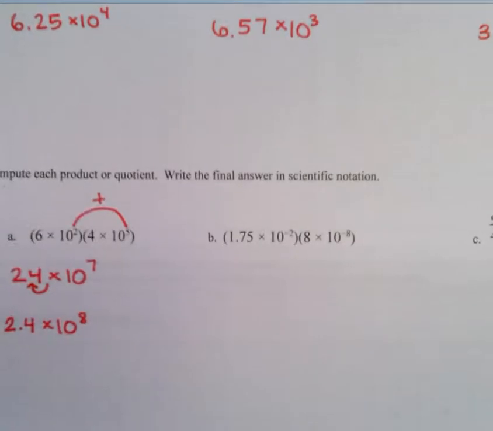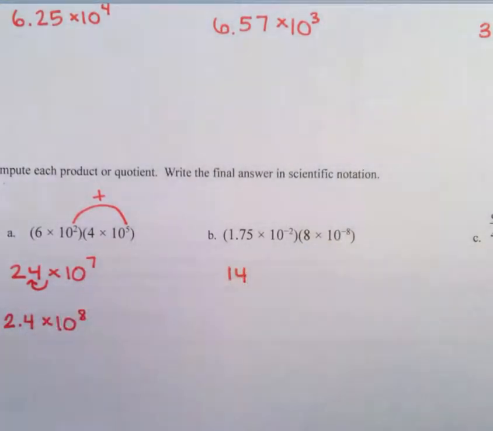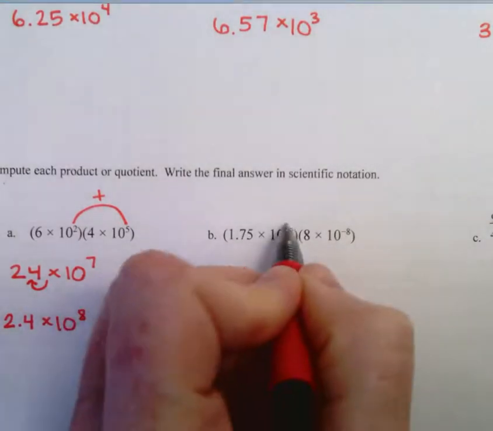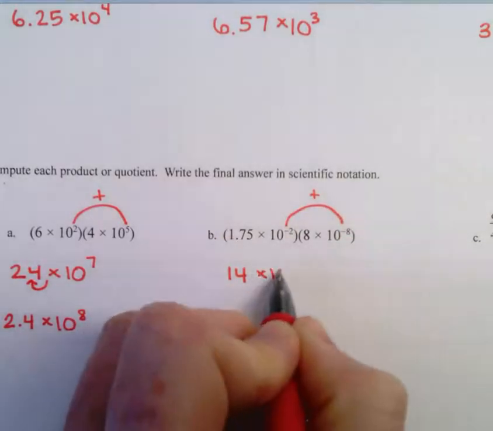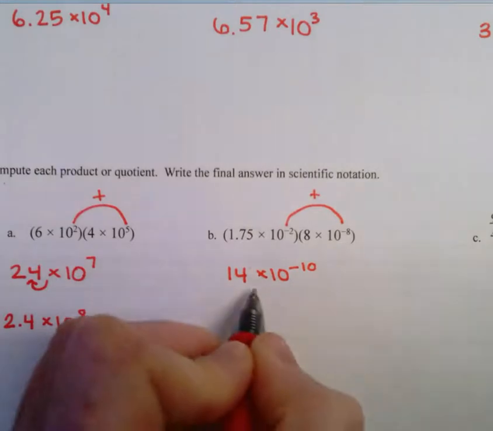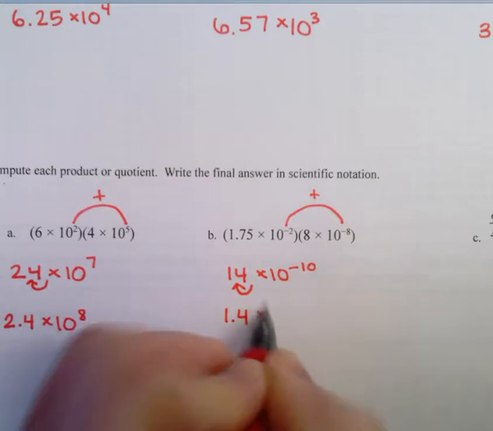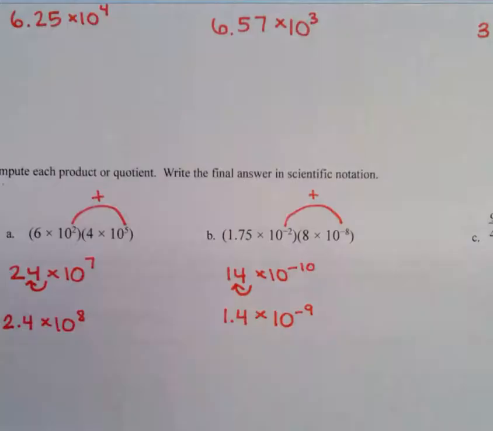Now here we have 1.75 times 8. 1.75 times 8, and that's 14. 10 to the negative second times 10 to the negative 8. We're going to add those exponents when we multiply. So that's 10 to the negative 10th. Again, I need to convert this. So if I'm going to make this smaller by a power of 10, I need to make this bigger by a power of 10. So that's going to be to the negative 9th. One bigger than negative 10 is negative 9.